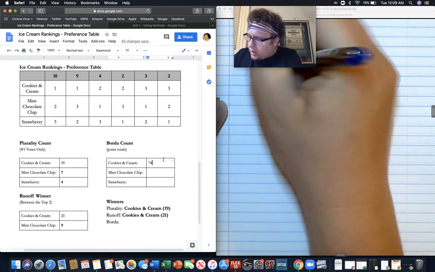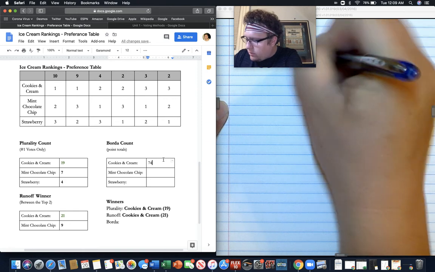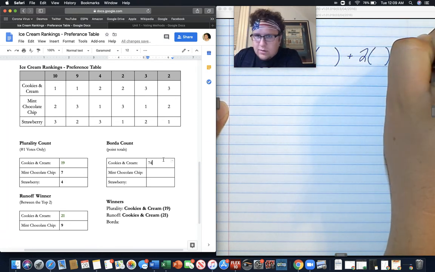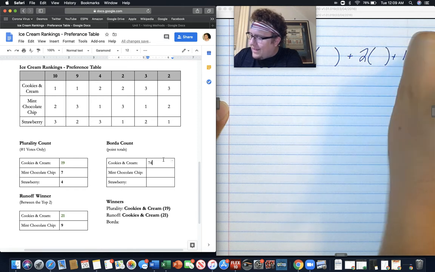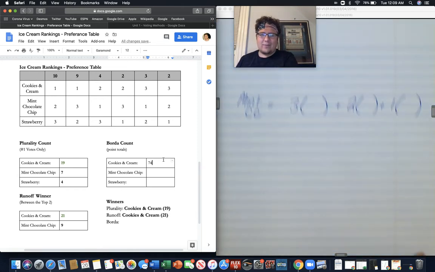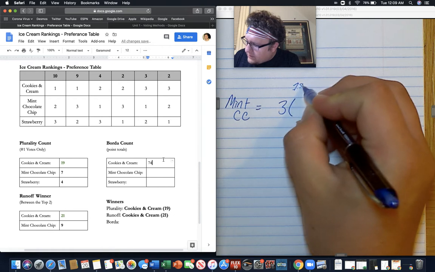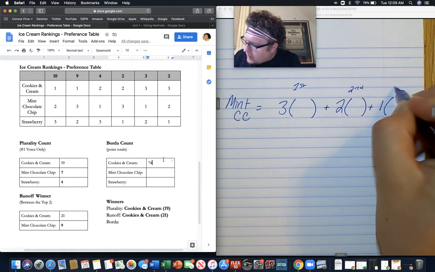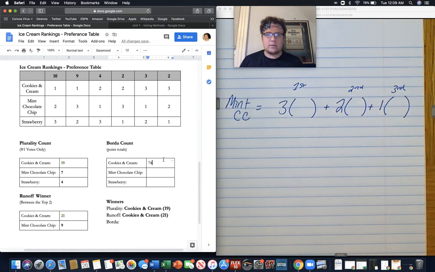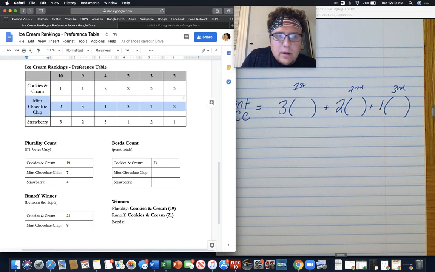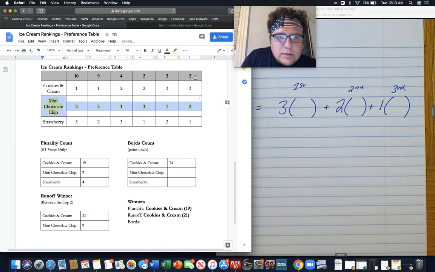Mint chocolate chip. Okay, 3, 2, 1. Okay, there we go. All right, so again, we're going to go for the first place votes here, second place votes here, and third place votes there. So this is mint chocolate chip. I'm only going to focus in on mint chocolate chip here. I'll even do a little highlight here just to draw your attention to those numbers, okay?